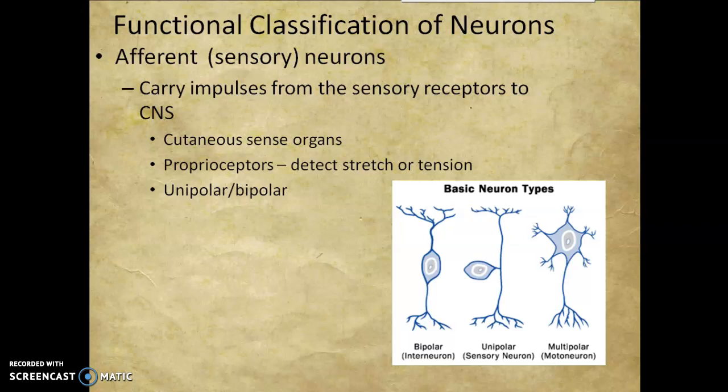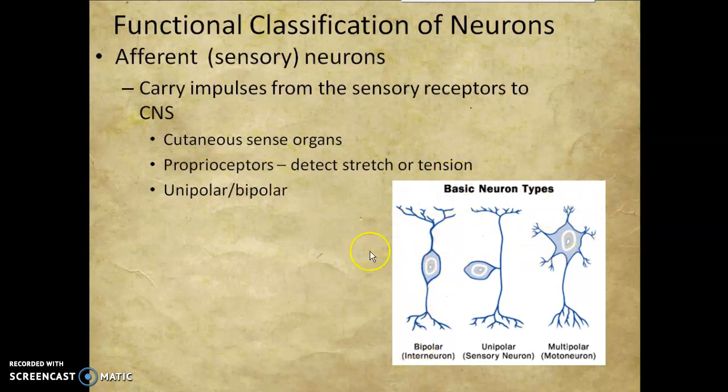And with your afferent neurons, they are either going to be unipolar or bipolar neurons. Now, when I say the word bipolar in the nervous system, at least when we're talking about neurons, maybe I should be more specific, that is not referring to the mental disorder bipolarism. When we're talking about unipolar and bipolar neurons, we're talking about how they're shaped.